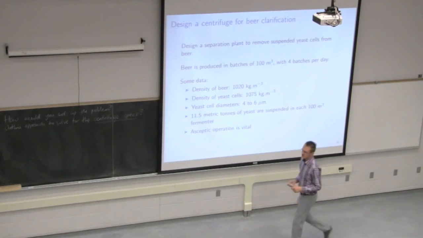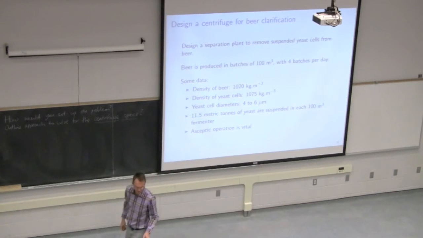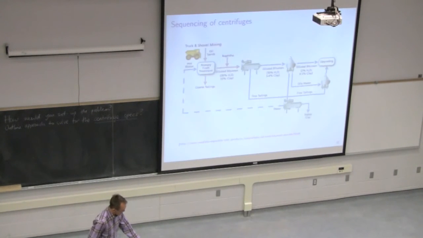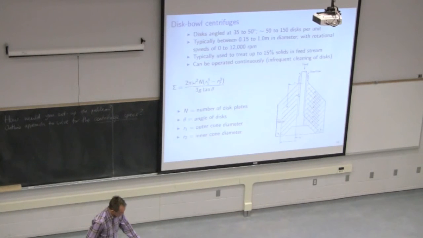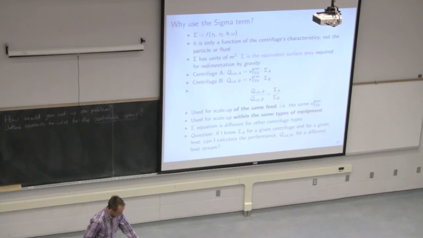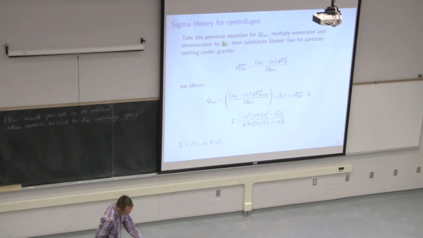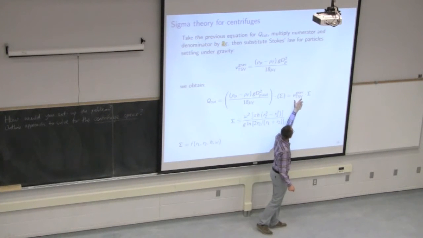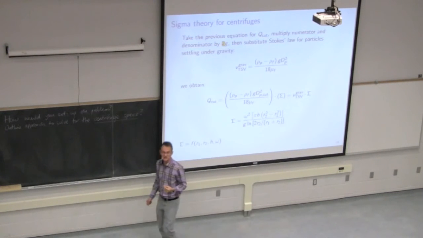So let's look back at the equations that we looked at for centrifuges. A few slides back, we looked last class at scroll centrifuges, and then we looked at disc wall centrifuges. But the one key equation that holds no matter what the centrifuge is, is this sigma equation. For any type of centrifuge, we can always calculate the volumetric flow rate as equal to the velocity under Stokes' law for gravity multiplied by sigma. Sigma will change depending on the type of centrifuge.